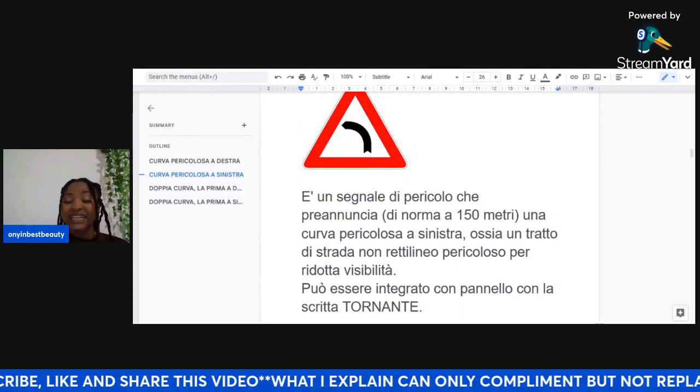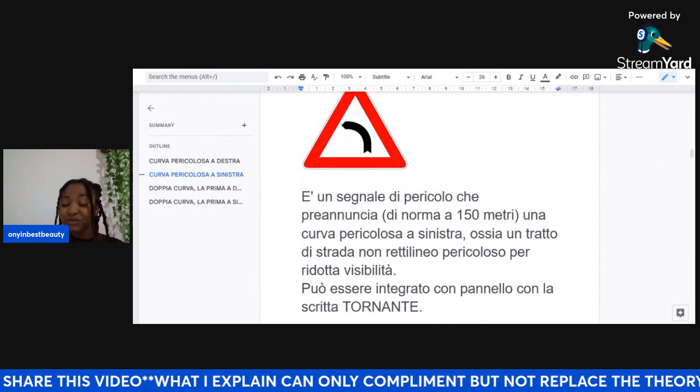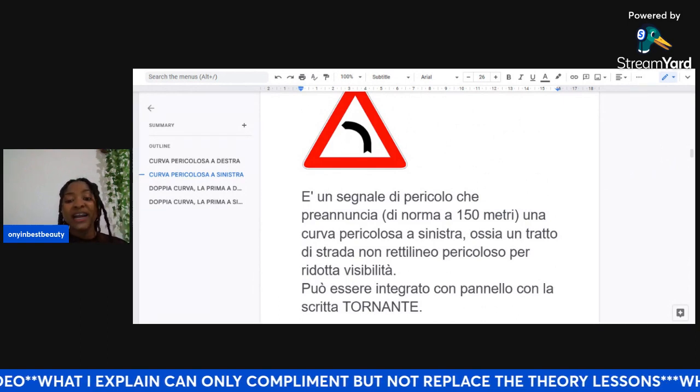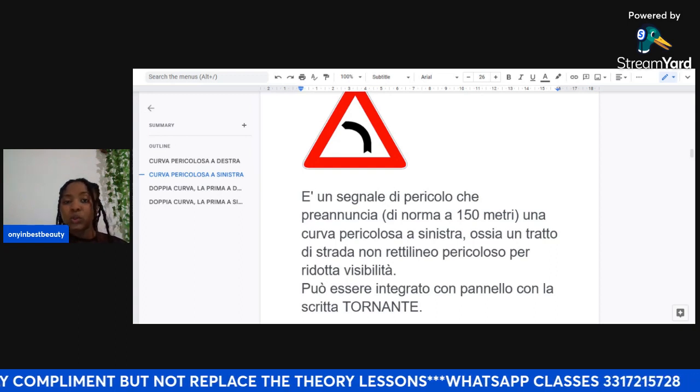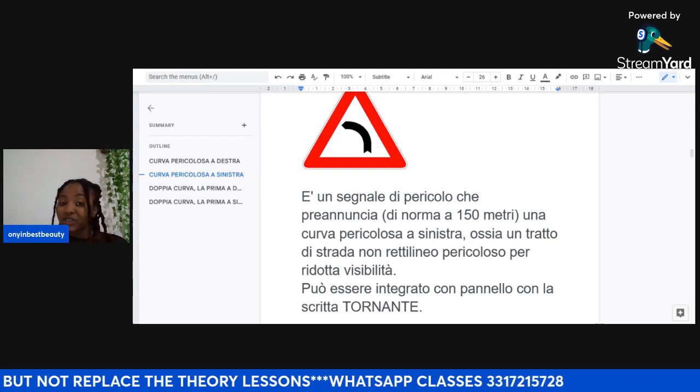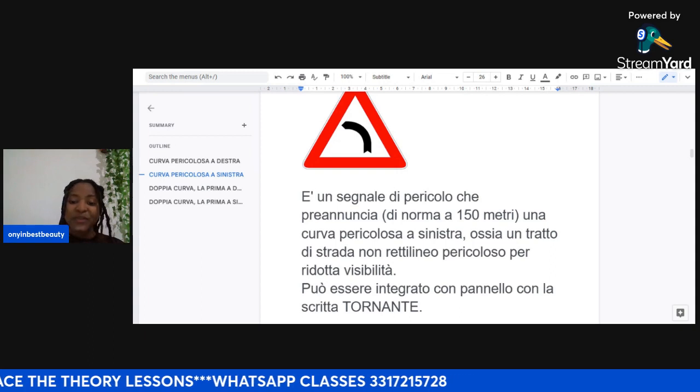Now this one tells you, segnale di pericolo, normally 150 ahead. Do not forget, guys. The norm is 150 metres, 150 ahead. Una curva pericolosa a sinistra, a dangerous curve at your left.